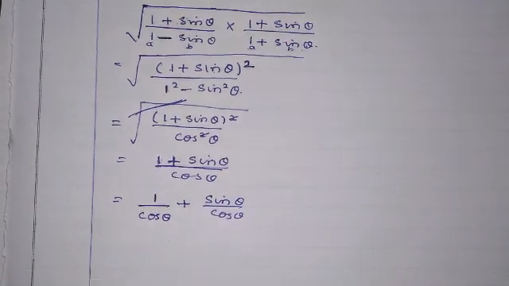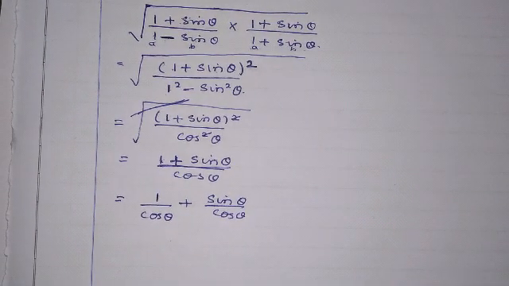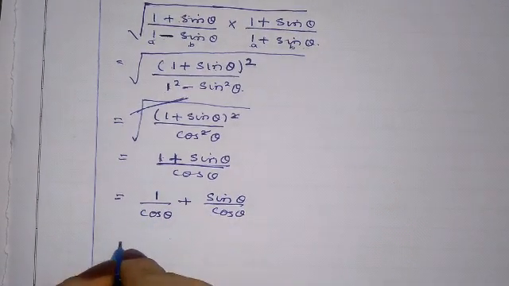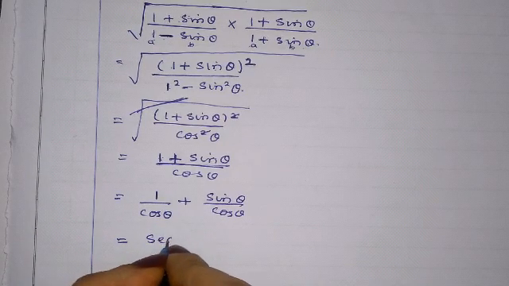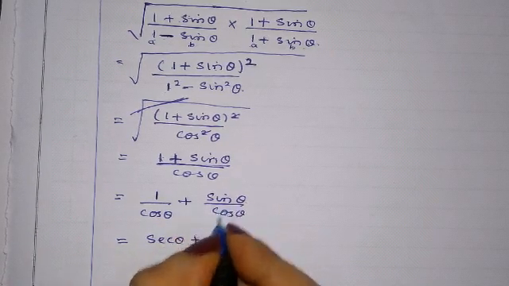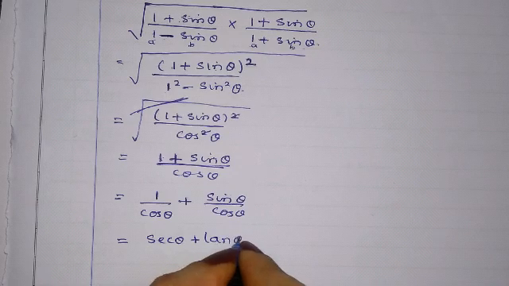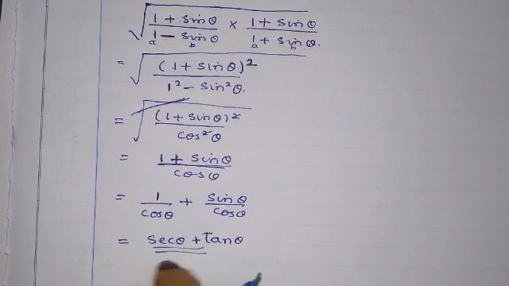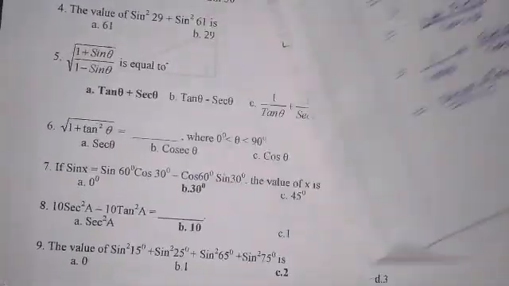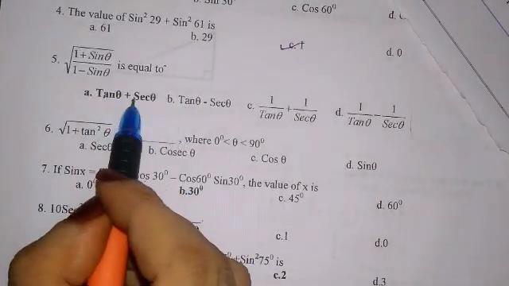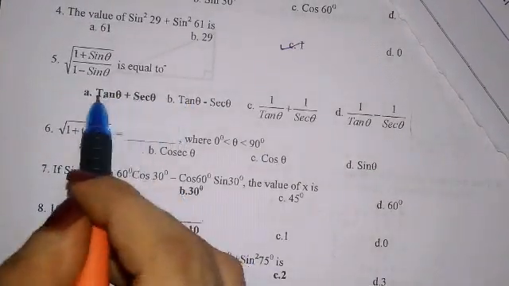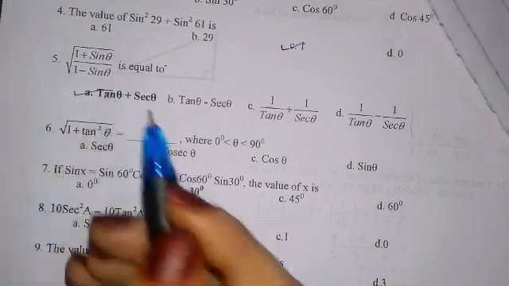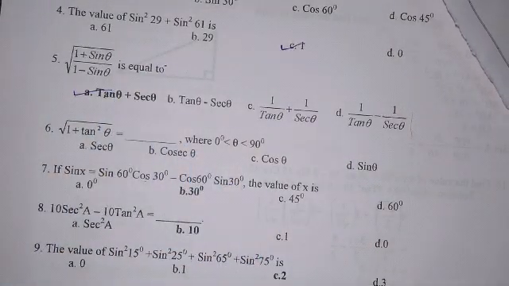Sometimes this type of question you may also get for 1 mark. 1 upon cos theta is sec theta, plus sine by cos is tan theta. You should know the identity. So sec theta plus tan theta is the correct option. So this is the correct answer.